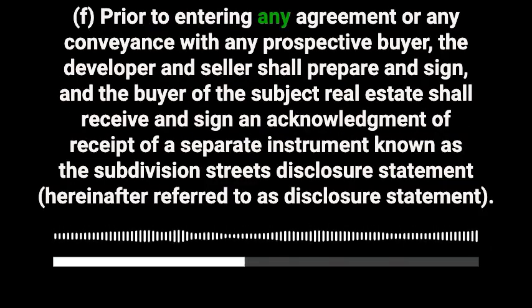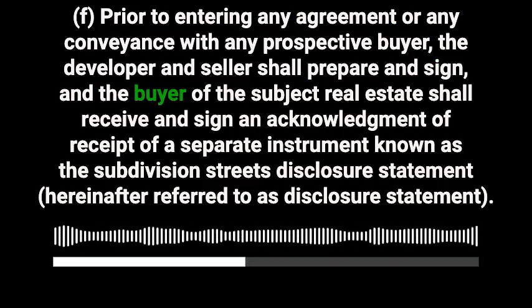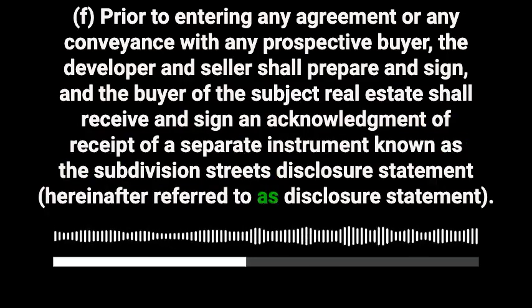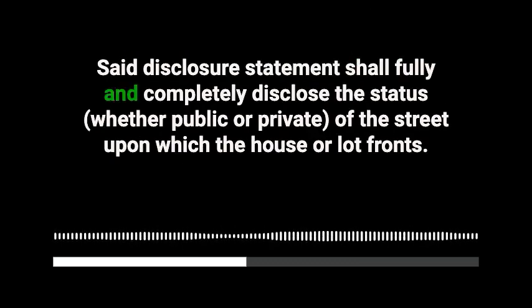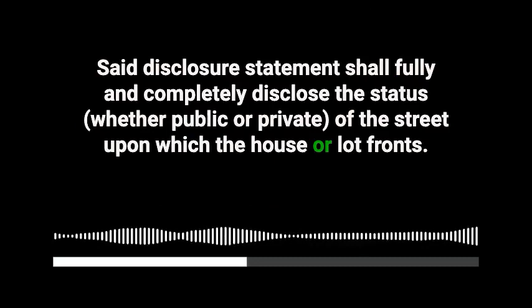Prior to entering any agreement or any conveyance with any prospective buyer, the developer and seller shall prepare and sign, and the buyer of the subject real estate shall receive and sign an acknowledgment of receipt of a separate instrument known as the Subdivision Streets Disclosure Statement. Said disclosure statement shall fully and completely disclose the status of the street upon which the house or lot fronts.